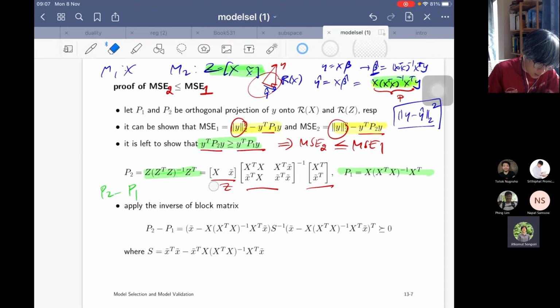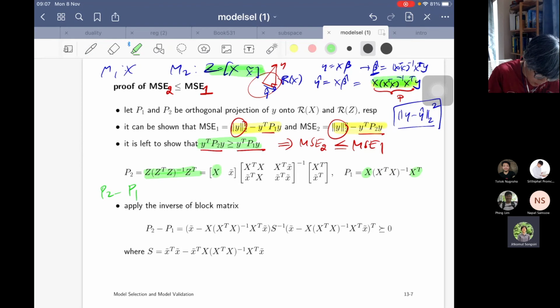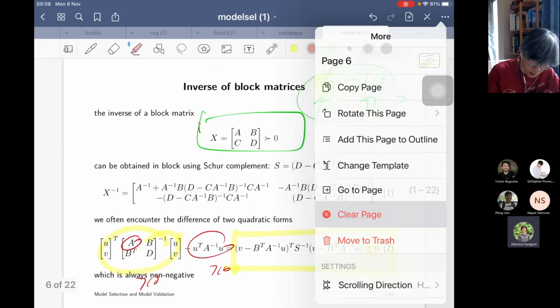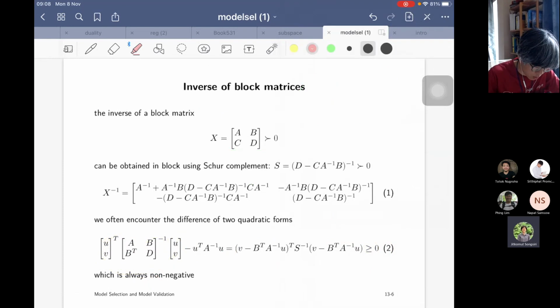Can you see that this term is actually this X? And X transpose is actually this guy and this guy. And X transpose X inverse is actually just the one block in this matrix, in this pink matrix. So it fits into the framework that we have this result.